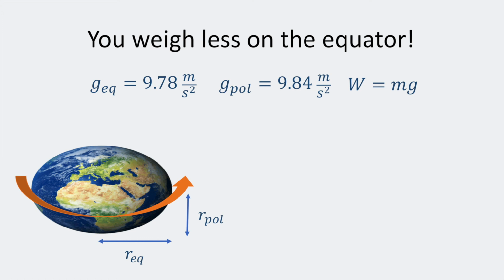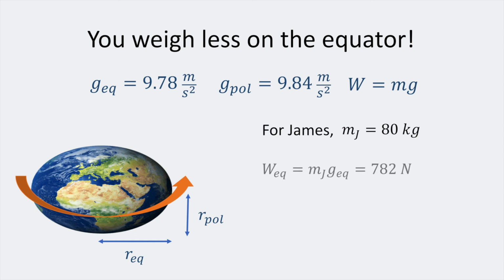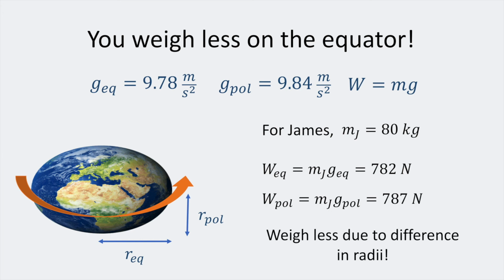So how are these differences in gravitational field strength going to influence your weight? Well, we can use the formula that we know, weight equals mg, to calculate this. So for James, his mass is about 80 kilograms. And using the formula, we get that his weight at the equator is 782 newtons. Similarly, his weight at the poles is 787 newtons. So there is quite a bit of a difference in his weight, depending on if he's at the poles or if he's at the equator. And this weight difference is due to the difference in radii between the equator and the poles.